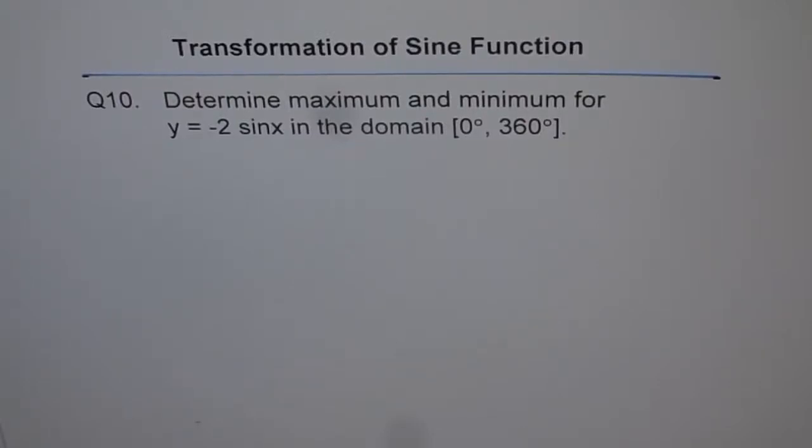Transformation of sine function. Question 10. Determine maximum and minimum for y equals to minus 2 sine x in the domain 0 to 360 degrees. Right.